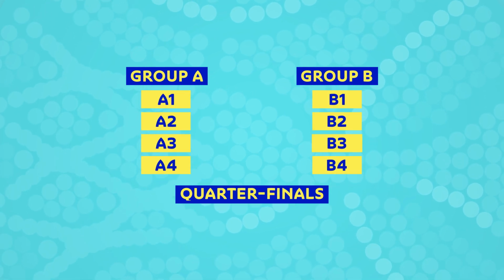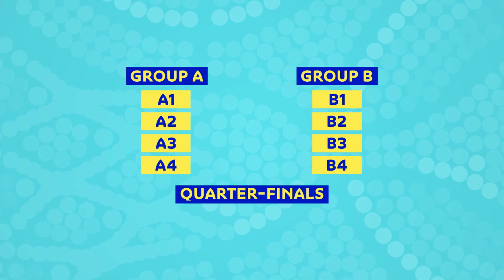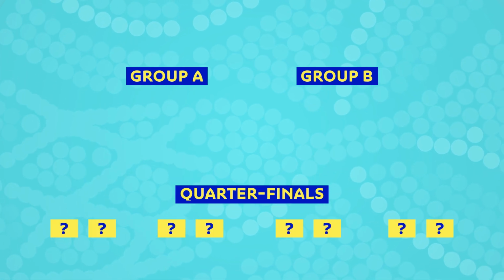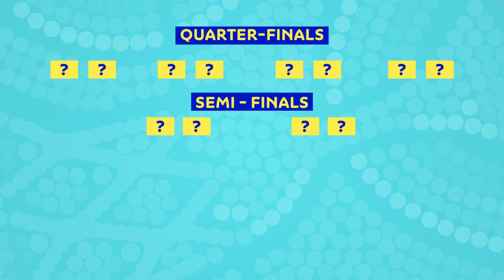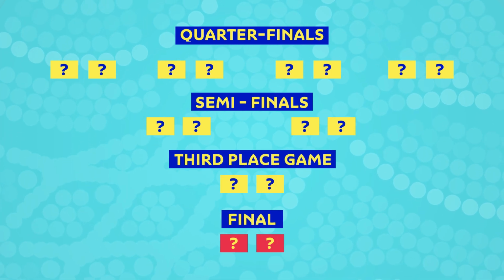A draw will determine the pairings of the quarterfinal. Winners would advance to semifinals, then either to the third-place game or the final, which will crown the world champions.